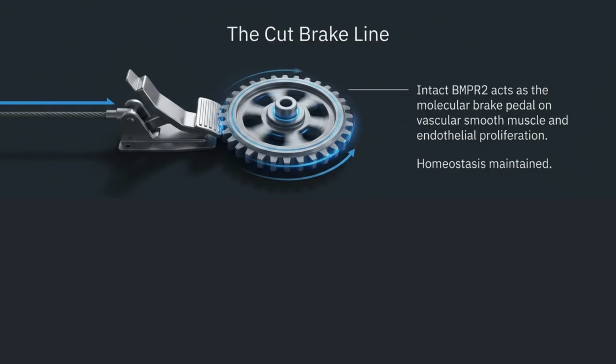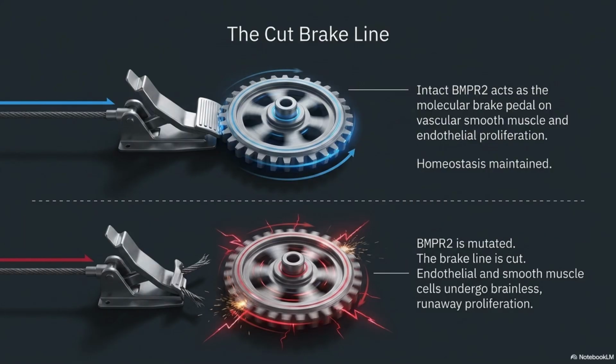An intact BMPR2 acts as a molecular brake pedal on vascular smooth muscle and endothelial proliferation. As long as it is functioning, homeostasis is maintained. But when BMPR2 is mutated, the brake line is cut. Without those brakes, the endothelial and smooth muscle cells undergo brainless runaway proliferation.